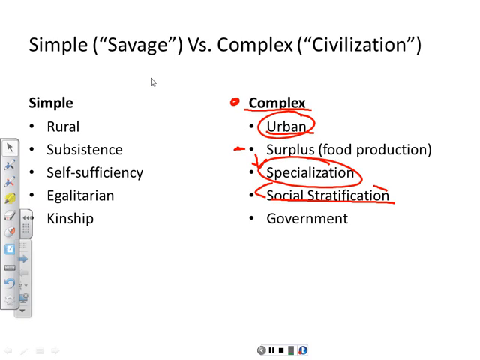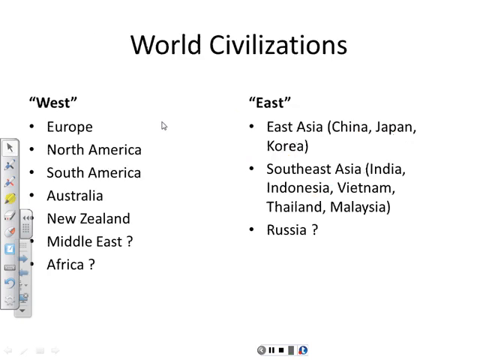All right. So those are the features of a complex culture. So we're going to be focusing on these complex cultures. All right. Now, when we talk about world civilizations, one thing that's in the news a lot today is talking about the West and the West being set apart from everywhere else. And so what I've done here, to give you an idea of what they're talking about, is contrast these two different systems.